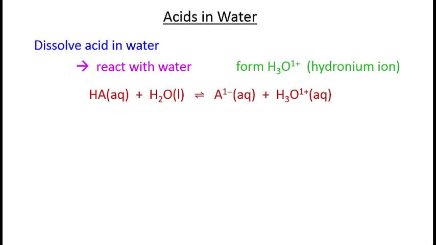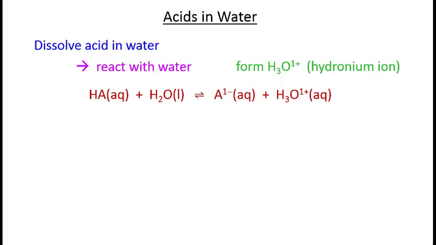For now, we'll use the generic acid HA. We should get the same thing regardless of what A is. Notice that since HA is already dissolved, it is aqueous. The two products are also dissolved in water. Water itself is a liquid. Note that hydronium ion should always be a product of this type of reaction.